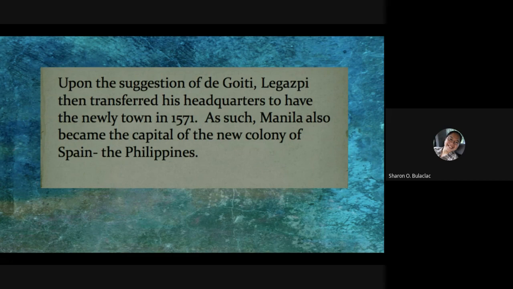Kasi alam naman nila de Goiti that they were outnumbered. Kung kakalabanin nila sila Sulaiman, matatalo sila. So they went back to Panay. With the approval of Legazpi, they brought with them the Islamized natives of Panay to fight against the Islamized natives of Manila. Because of that, parang doon nagsimula yung Christian-Muslim conflict, which tingnan mo, it has nothing to do with religion. It has something to do with these colonizers who want to colonize. So unfortunately, natalo sina Sulaiman. And in 1571, Legazpi was able to declare the Philippines the new colony of the Spaniards, and Manila is the capital.